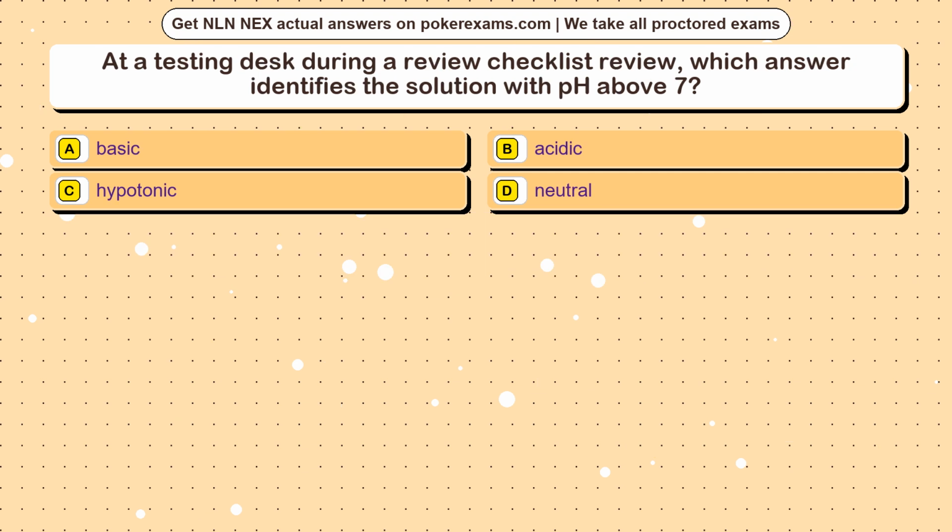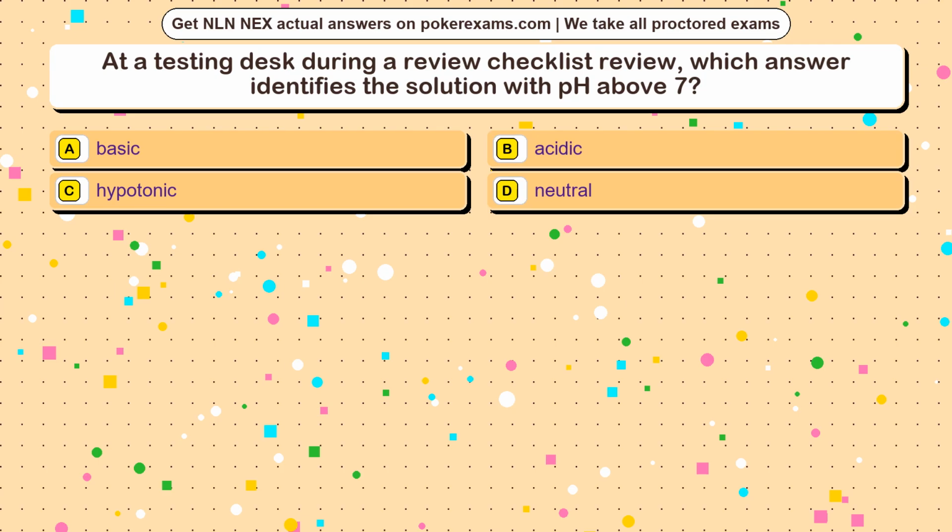Question 23. At a testing desk during a review checklist review, which answer identifies the solution with pH above 7? Option A, basic. Option B, acidic. Option C, hypotonic. Option D, neutral.